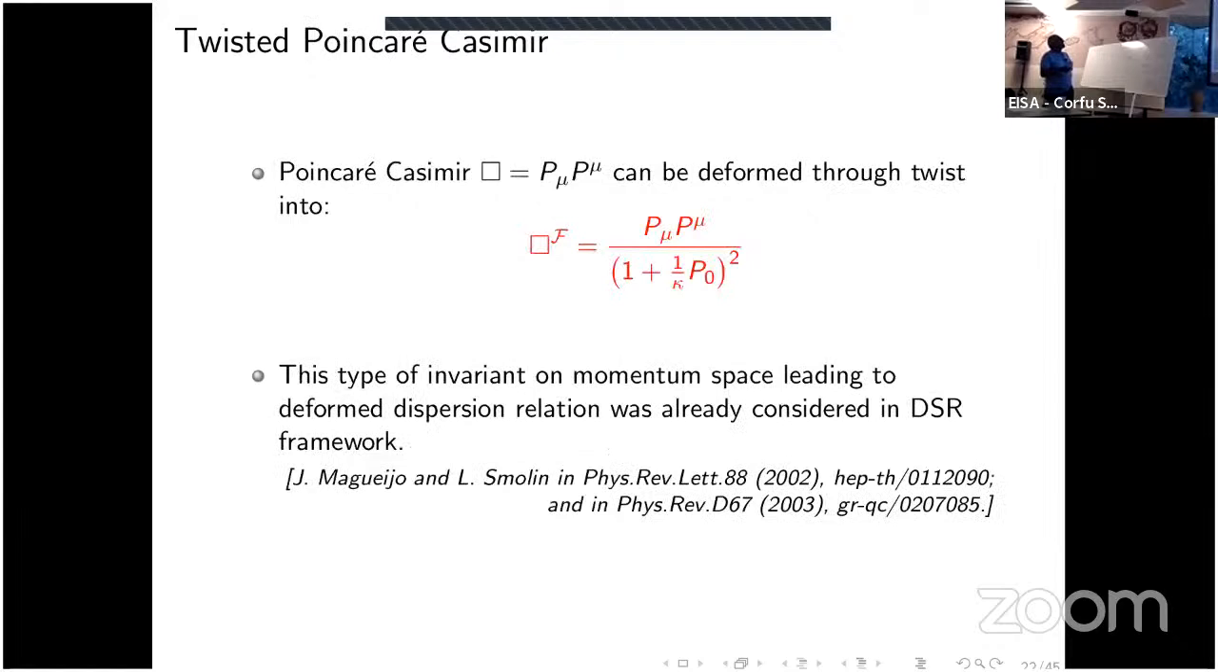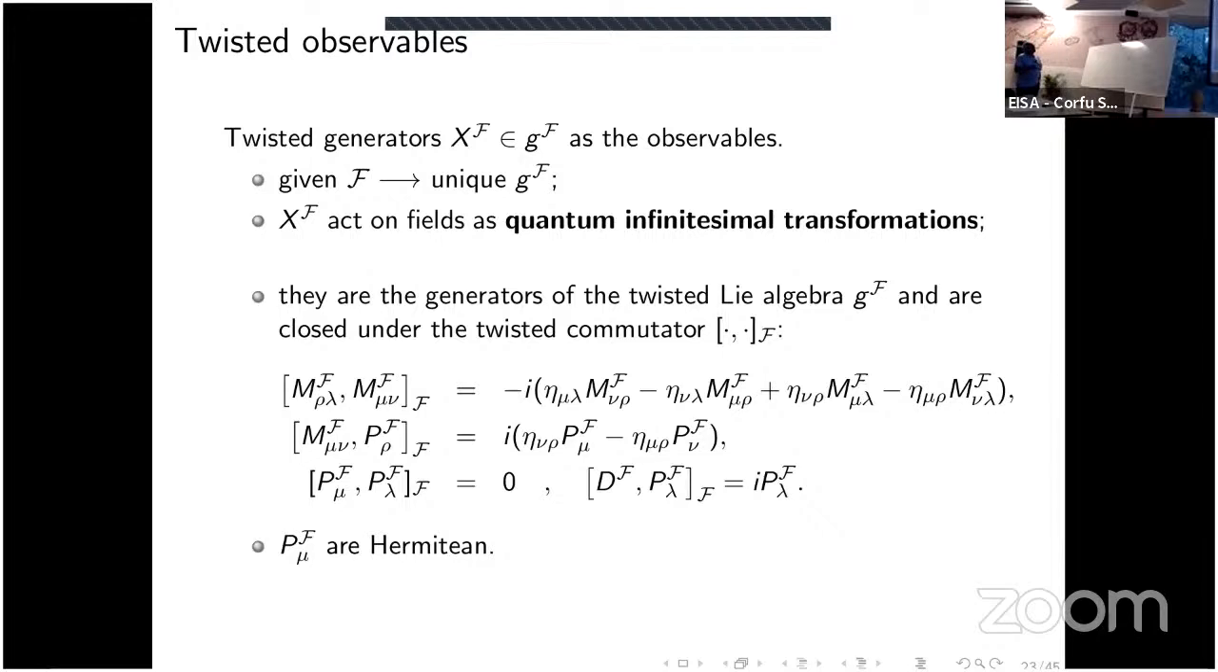And then the deformed Casimir has this form, and it turns out that in another context, this kind of deformation was studied in the paper by Magueijo and Smolin almost 20 years ago, but from another point of view. Okay, so I have to speed up. So these are the twisted observables, which have deformed commutation relations that look exactly the same as the undeformed commutators with undeformed generators.